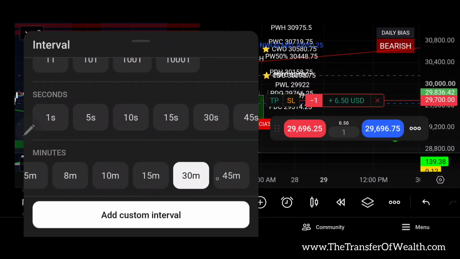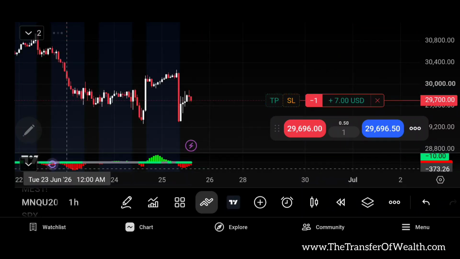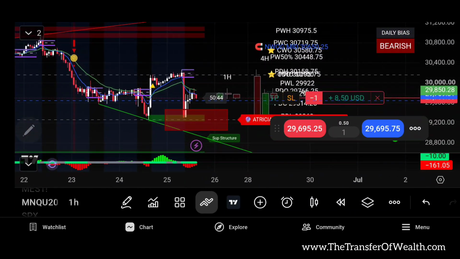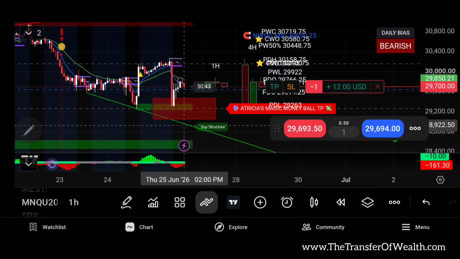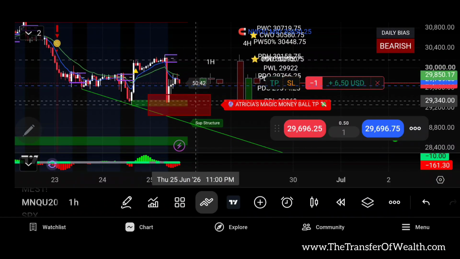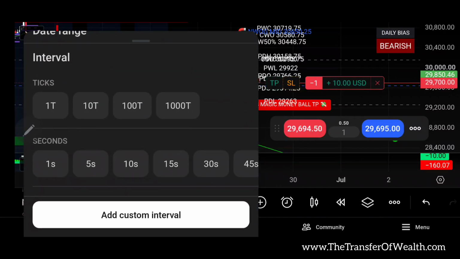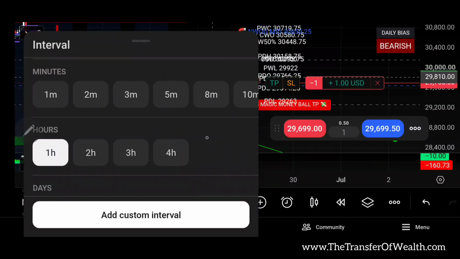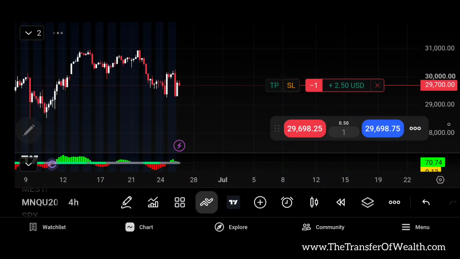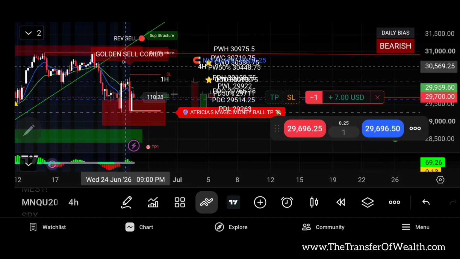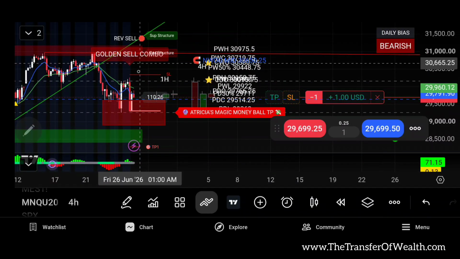Let's look at the 1 hour time slot. If you look at the 1 hour time slot, it doesn't show a sell signal, but you just see the direction of the daily bias being bearish. That's one thing. And then let's check one more. Well, two more. Let's look at the 4 hour time slot, and then I want to look at the 1 day time slot. Golden sell combo. That means it was another sell signal, a reverse sell signal.